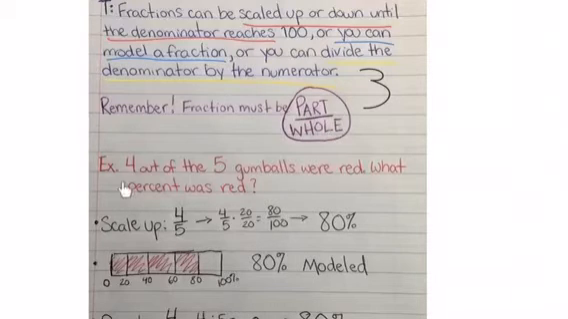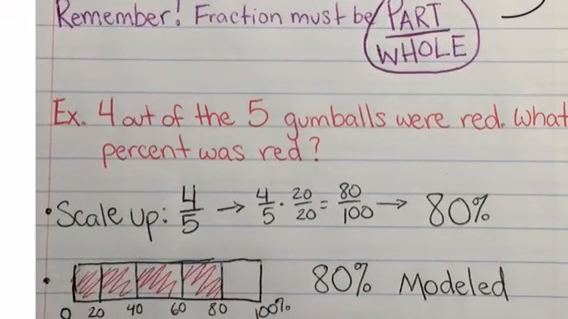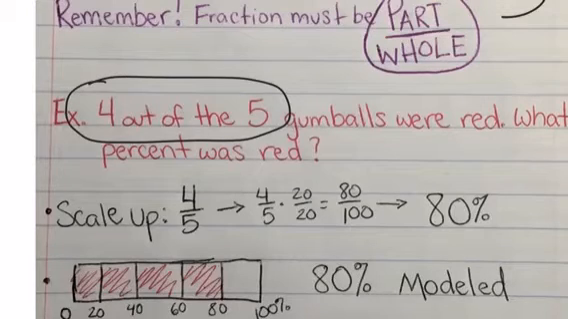Okay, so our example is 4 out of 5 gumballs were red. What percent was red? Okay, I don't know what to do, Mr. Fields. How can I make this happen? First thing to do, always, write that ratio. So we have 4 out of the 5. So when we read this, 4 is the part and 5 is the whole, because we have 4 out of the 5 gumballs that are there.